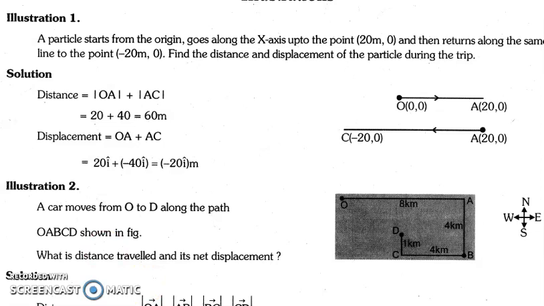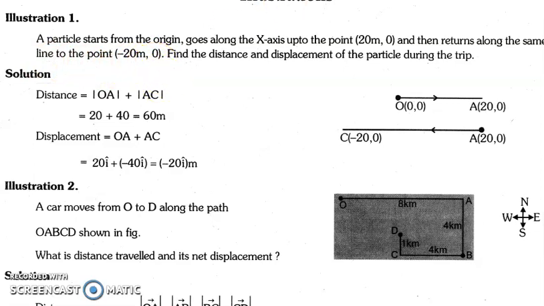So what we'll do is we'll simply take this question into consideration: a particle starting from the origin goes along the x-axis up to the point 20, 0. As you can see, this has started from the origin, that is 0, 0, and it is ending at point A, that is 20, 0. It returns along the same path, along the same line, that is to the point minus 20, 0.